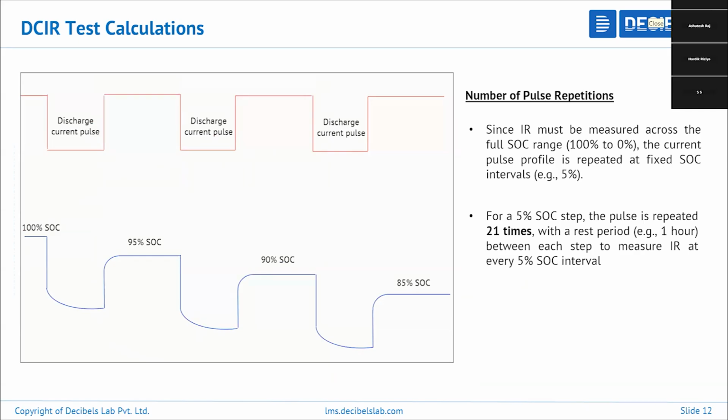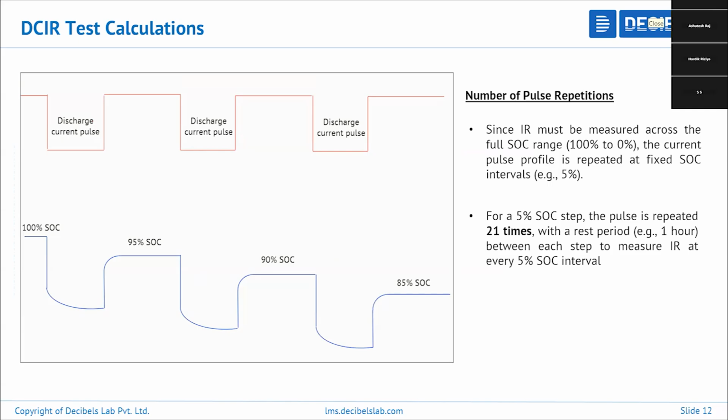So now we need to remove all the capacity from 100% to 0%. For that, we need to repeat those pulses. The earlier slide was just for one pulse: how much duration there should be for that pulse and what the current should be. But if you want to go from 100% to 0%, those pulses need to be repeated.